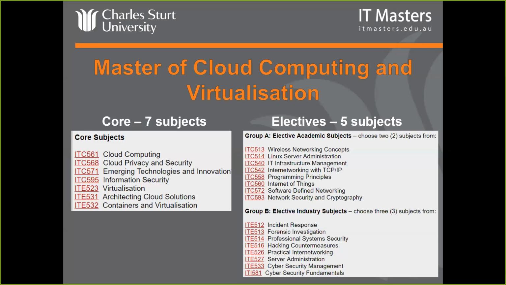If we go through very quickly and just look at some of these units, many of them in terms of their content are reasonably intuitive from the names. So as part of the core, we have a subject there on cloud computing, where you're looking at various cloud-based systems and architectures. You're looking at cloud delivery models, planning for migration to the cloud infrastructure, and so on. Cloud privacy and security is fairly self-explanatory in terms of what you're looking at. Another interesting subject in the core there, ITC 571, Emerging Technologies and Innovation, is what we call a capstone subject.